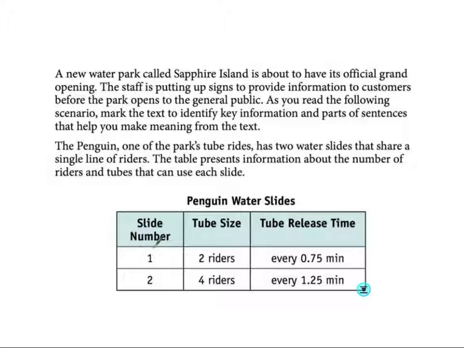Alright, so take a look at this table. Notice we have 2 slides. One slide seems to only take 2 riders at a time. The other slide takes only 4, and the slide with just 2 riders takes only 0.75 minutes. The slide with 4 riders takes 1.25 minutes.